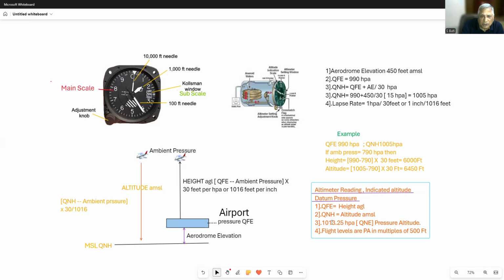And if it sets 1013.25 HPA, which is the standard or average mean sea level pressure on which the flight levels are flown, then the reading is called QNE, or pressure altitude. The flight levels allotted to the aeroplanes are pressure altitudes in multiples of 500 feet.